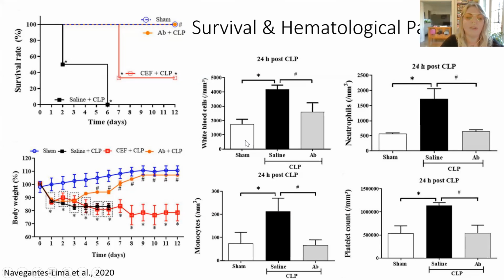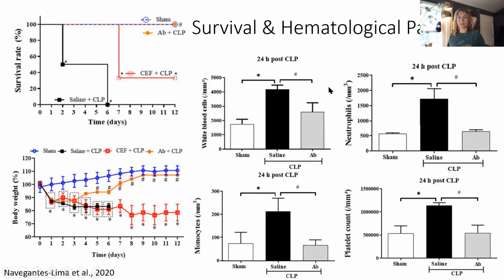Yeah, and so after they did those experiments, they wanted to look at hematological parameters, and they saw that for the white blood cells, neutrophils, monocytes, and platelet count, the mice that were treated with the AB extract almost matched perfectly with the sham groups for each of these.